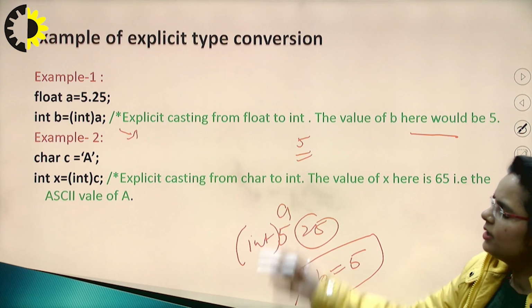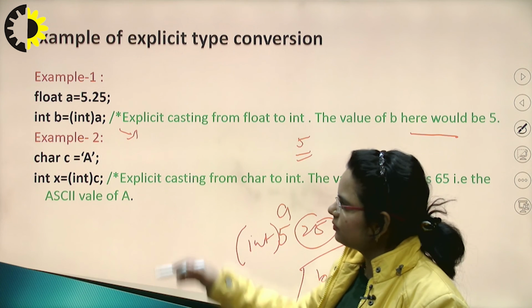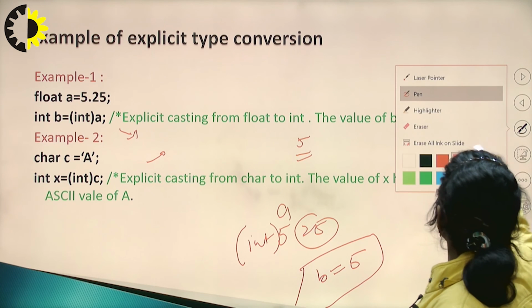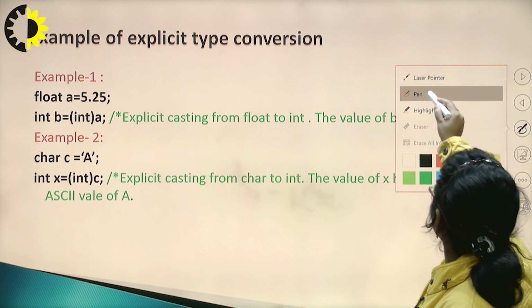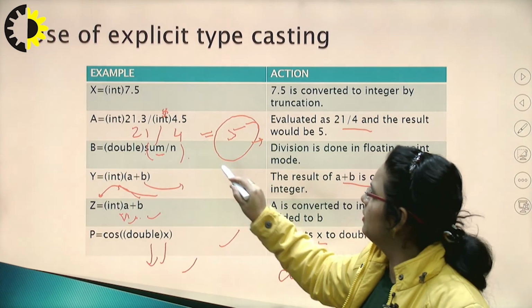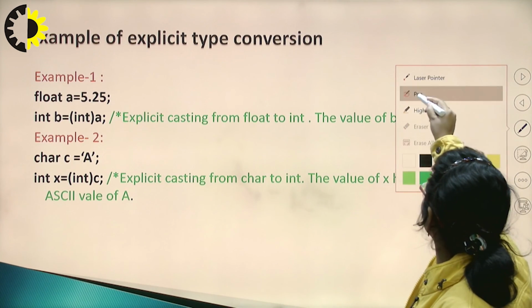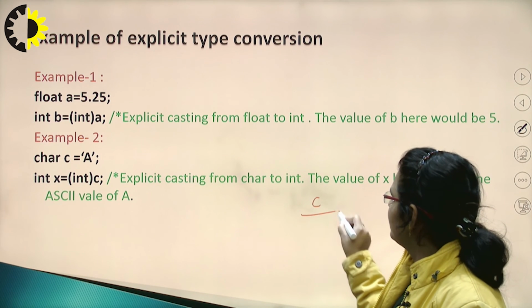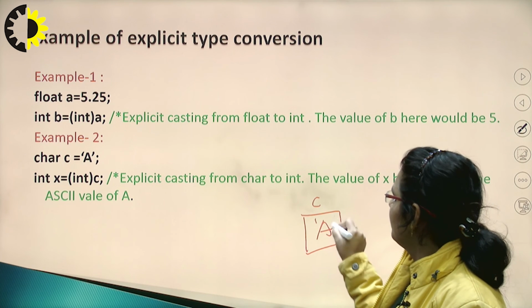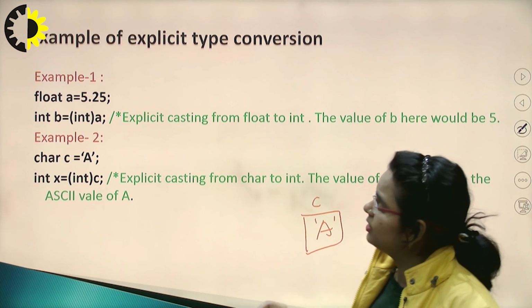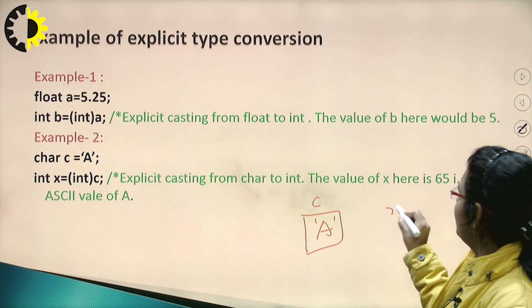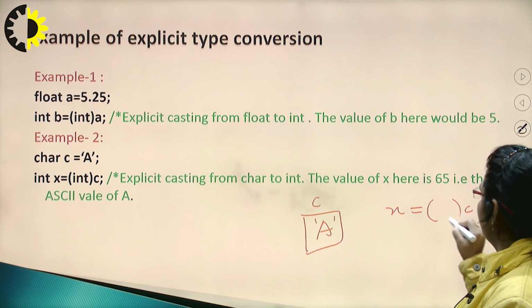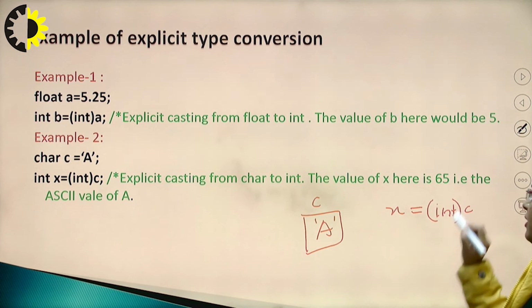Let us move to another example. This is char c is equal to a. So we have a variable c. C has some value a. This is a character value, and the expression is int x. So x is of integer type. And explicitly, we are converting the c variable into integer type.